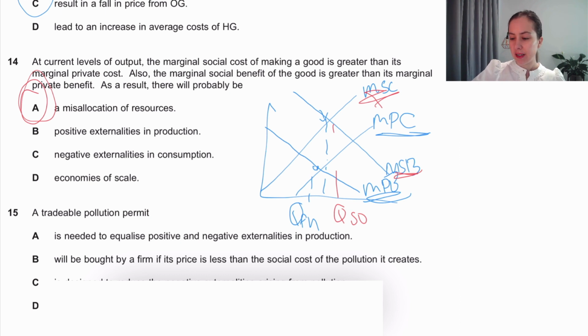There are positive externalities in consumption, not production. And this is a negative externality in production. These are the wrong way around. They're tricking you.